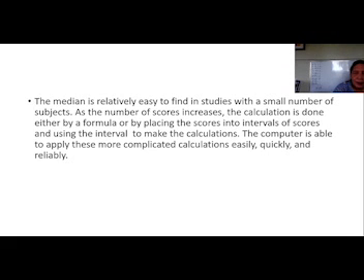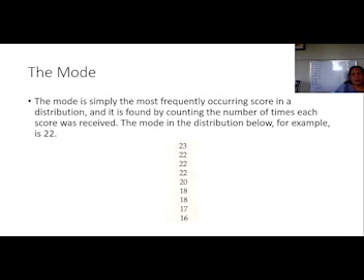Okay, let's go to the mode. The mode is simply the most frequently occurring score in a distribution, and it is found by counting the number of times a score occurred. Like in the example given below, which score appeared more than once? 18 and 22.